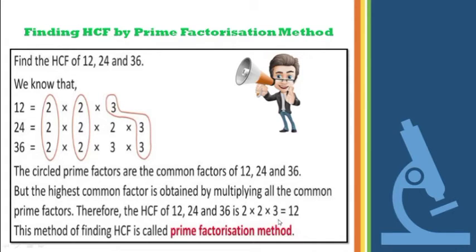So take 3 here. So the HCF of all these three numbers is 2 multiply 2 multiply 3, and when we multiply them, 2 2s are 4, 4 3s are 12. So 12 will be the HCF of 12, 24 and 36.